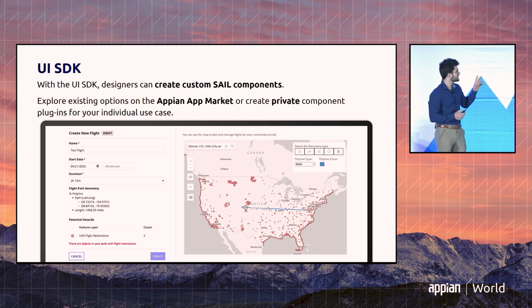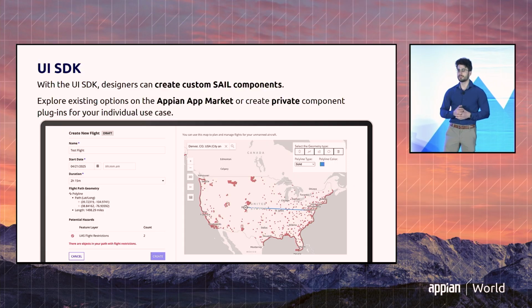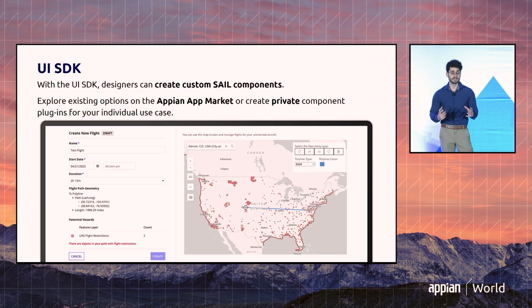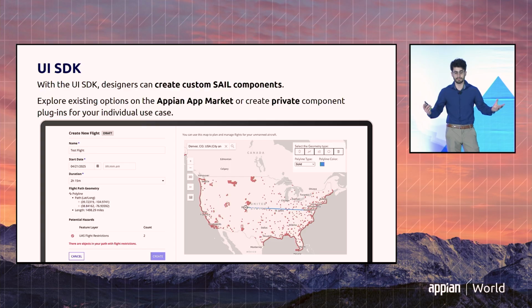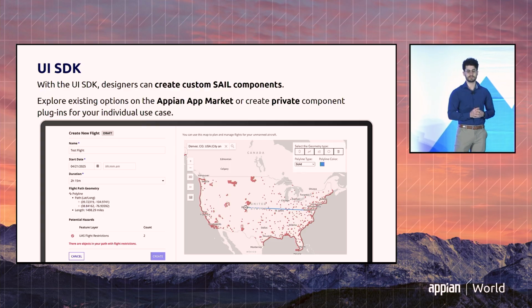Now I'm going to focus specifically on my favorite SDK, the UI SDK. And the UI SDK basically offers this seamless development experience where you can either integrate other technology vendors into the Appian experience, or you can just create your own custom components for exactly what you want it to do and designed in exactly the way you want it to be.